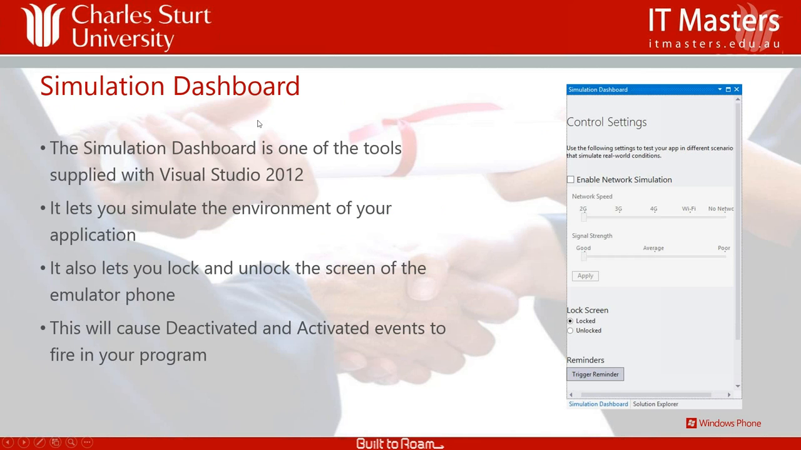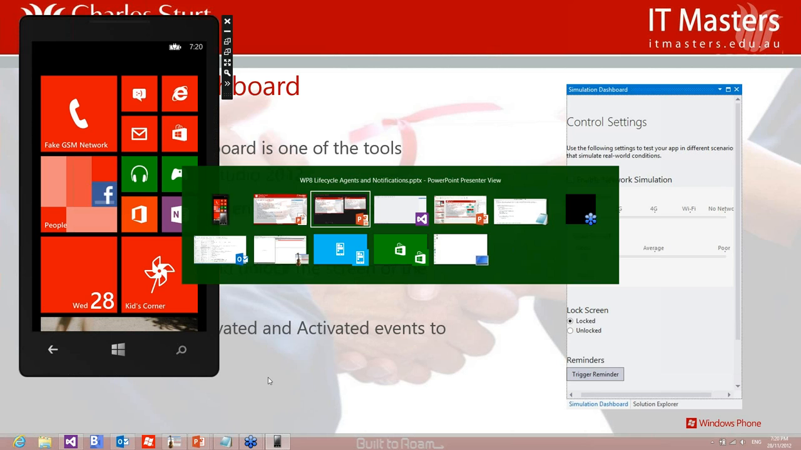The other thing you'll notice is that there's a new dashboard in Visual Studio 2012 that is specifically for Windows Phone. It's called the Simulation Dashboard. Essentially this allows us to simulate a number of different things within the application. The key ones around the activated and deactivated events is the use of the lock screen. You'll see here that midway down the Simulation Dashboard, you can actually trigger the emulator to lock or unlock. So I'll just flip over and I'll show you the emulator, and we've got Visual Studio.